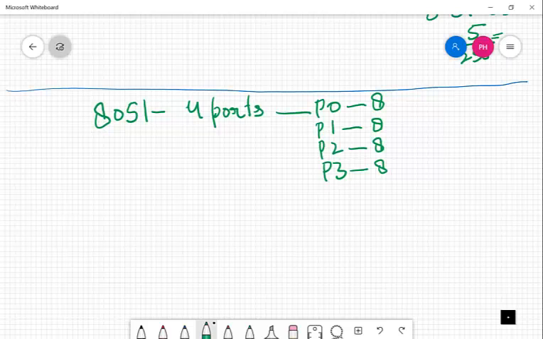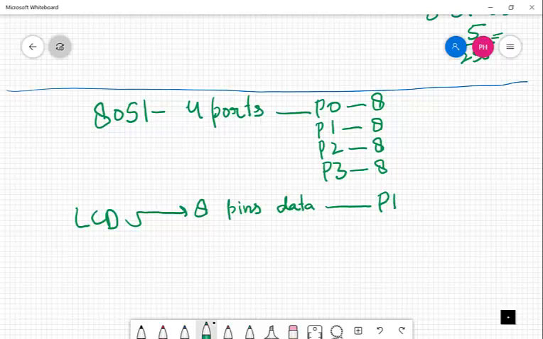First, for the LCD we need 8 output pins for data. Let us select a port for this. Maybe we'll be using port 1. Good. And then we need 3 more pins for register select, for read write and for enable.